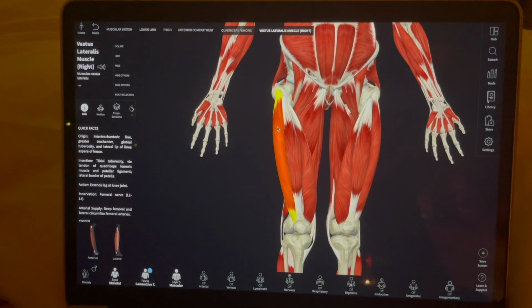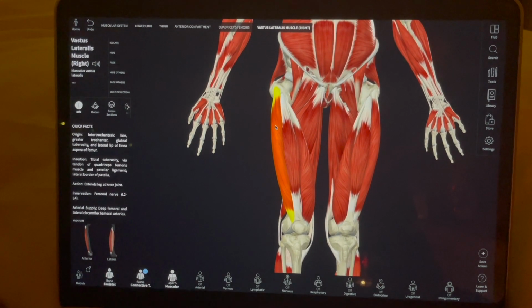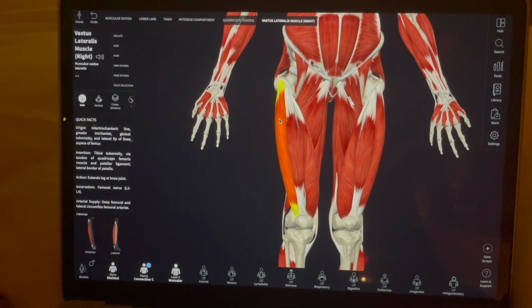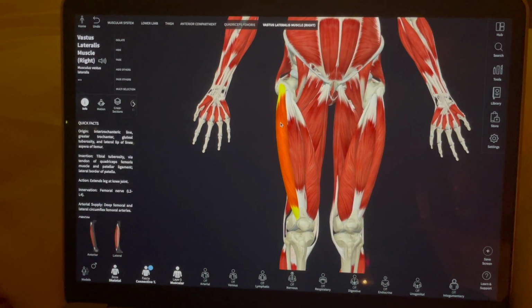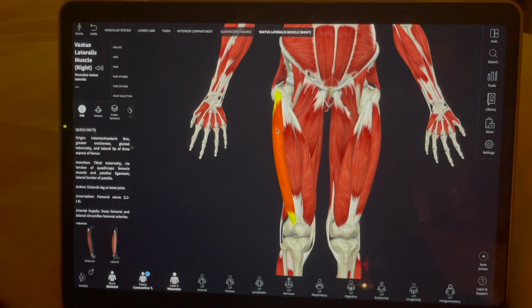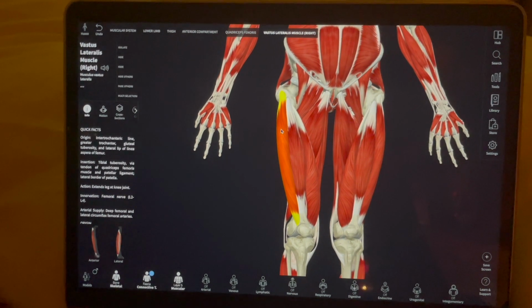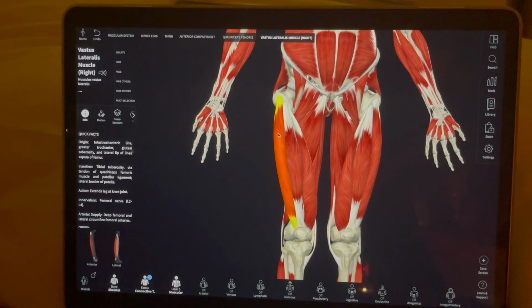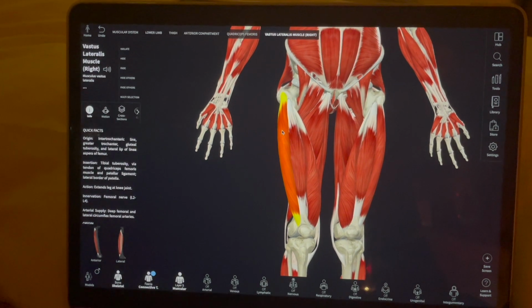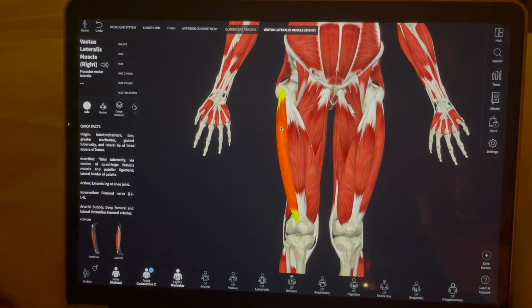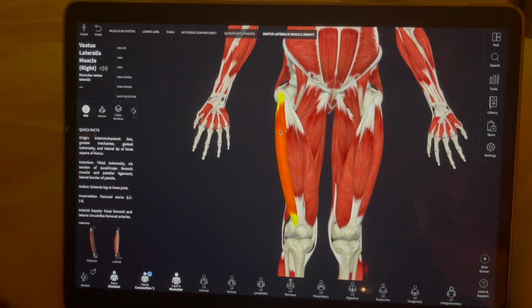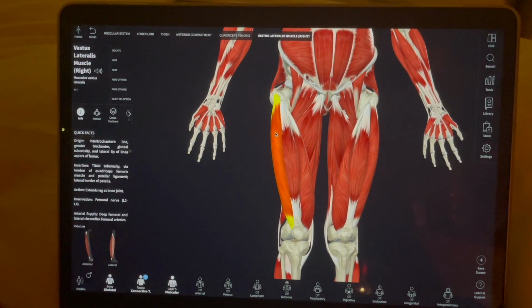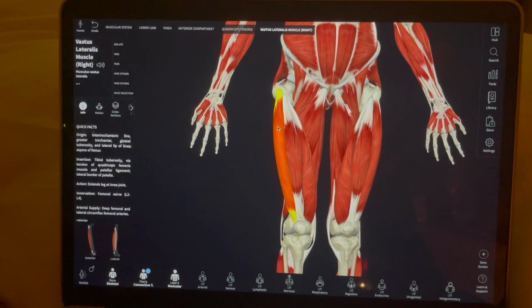Finally, for the vastus muscles, we have the vastus lateralis muscle. Again, this is going to be the lateral aspect of the thigh, and the origin is at the intertrochanteric line, the greater trochanter, gluteal tuberosity, and the lateral lip of the linea aspera of the femur. And then the insertion is at the tibial tuberosity via the tendon of the quadriceps femoris muscle and the patellar ligament. And the action is that it's going to extend the knee at the knee joint.